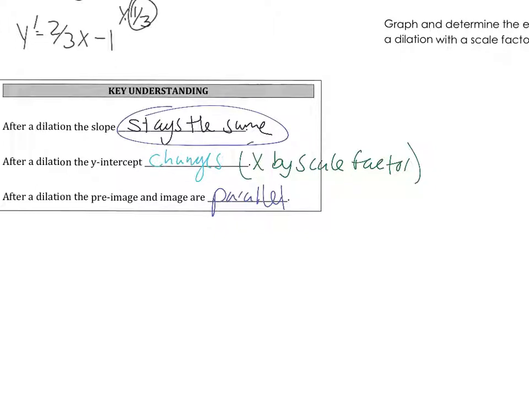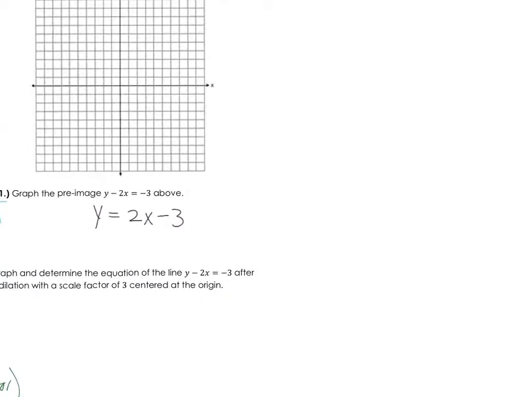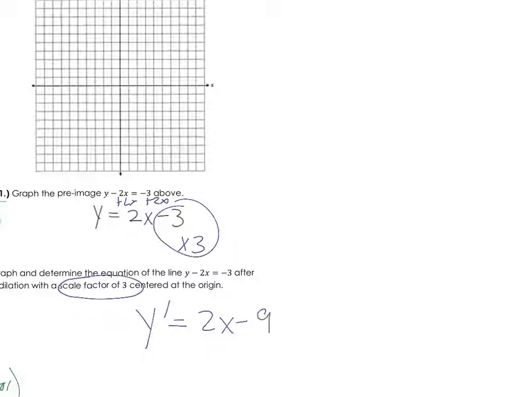So pause the video, go to the next page, and try an example. So for this example, the first thing you want to do is isolate the y. So add 2x to both sides. Once I've done that, it says graph and determine the new line after a dilation scale factor of 3. So I just need to multiply that y-intercept by 3. So my new line is going to be at 2x minus 9.